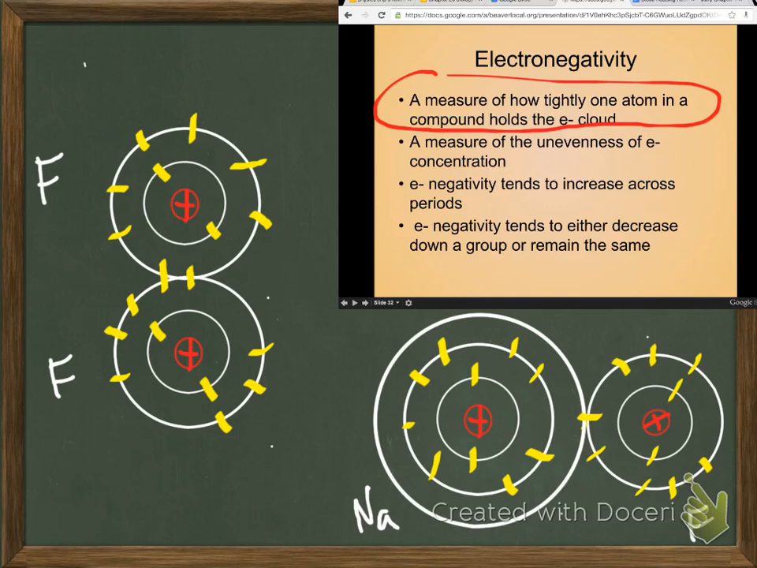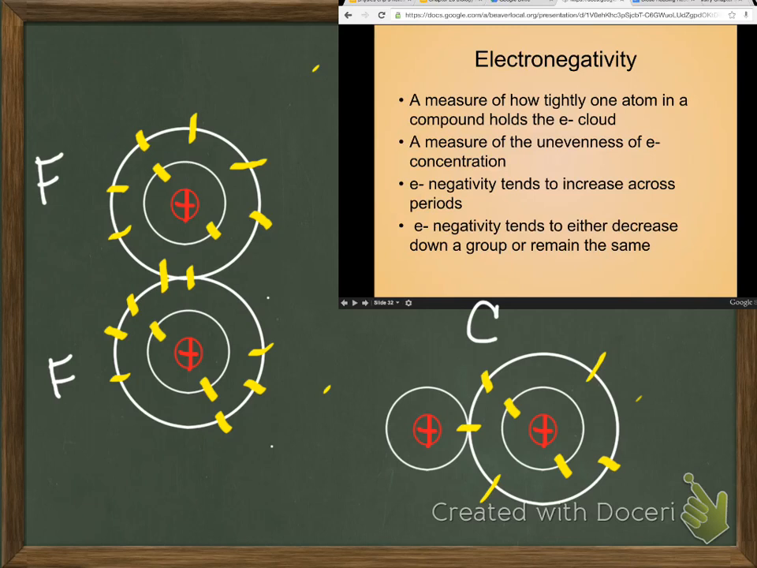It's a measure of unevenness of concentration. So fluorine paired with fluorine, it's going to be very, very even. If we've got 2 things like sodium and fluorine, fluorine likes electrons more than sodium does. Remember, sodium gave up its electron. And this is actually a terrible example because they don't bond covalently. Let me scratch that. Hold on.